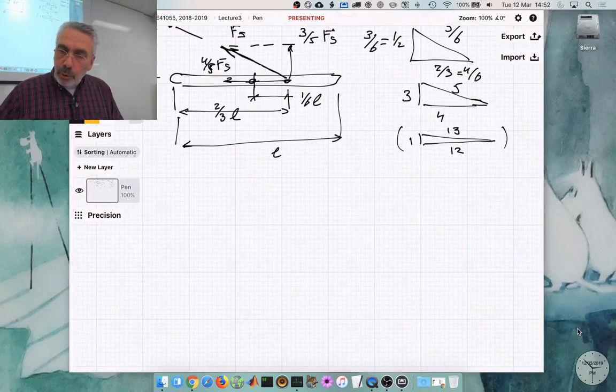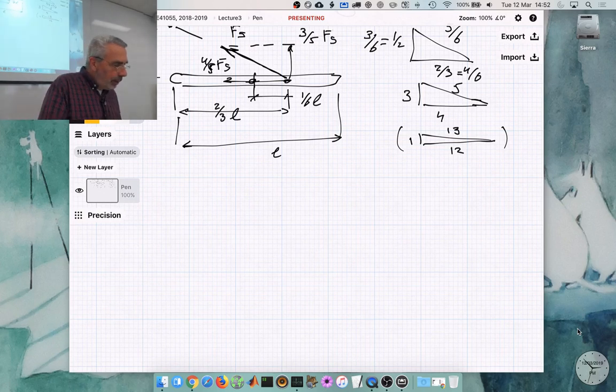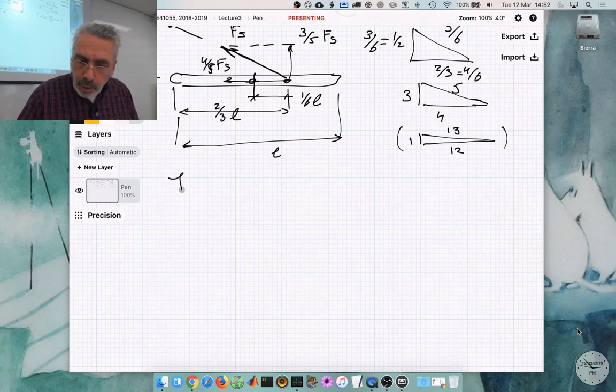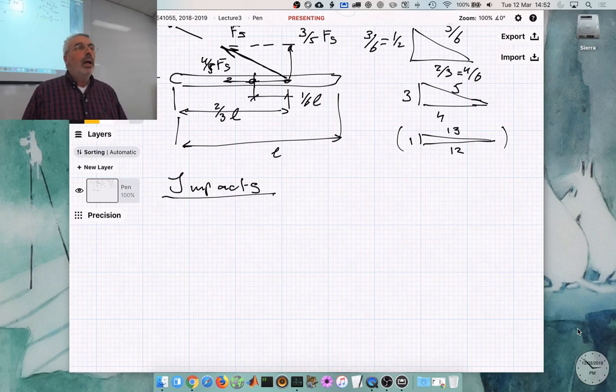Okay, the second topic of today. What was the topic? Here's my notes. Oh yeah, impact. Impacts. Okay. What is an impact? Sorry? When two points get in contact with each other.